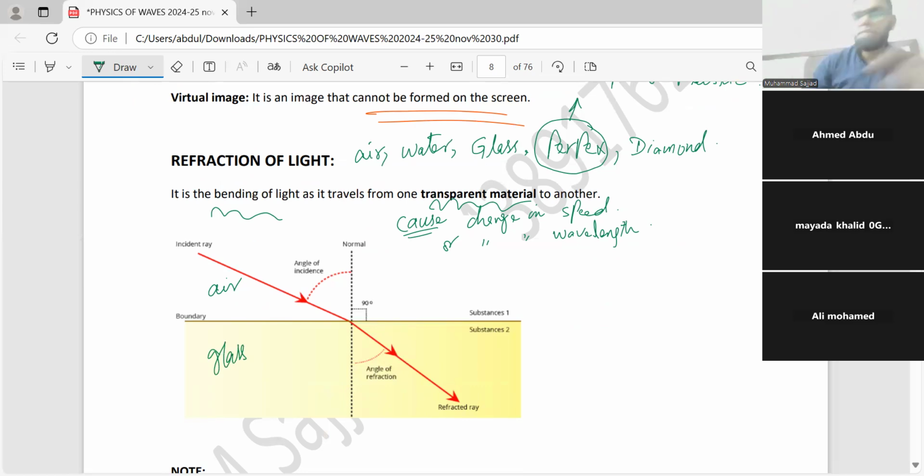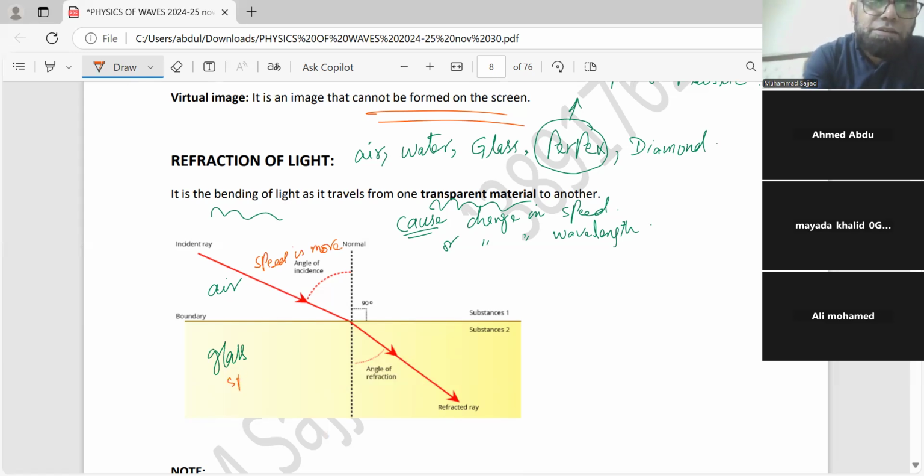So of course the first condition of refraction is fulfilled, that light is traveling from one transparent material to another transparent material, or one transparent medium to another transparent medium. Air is transparent, glass is also transparent. Story is not over yet here. Now remember that when it is in air, the speed of light is more, or better to say speed of light is fast.